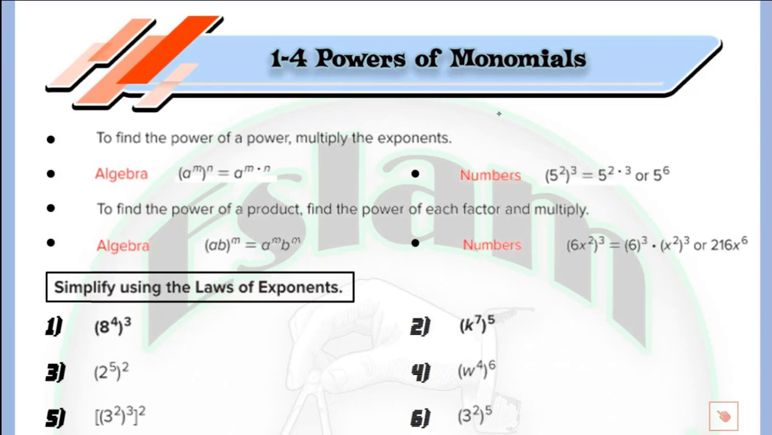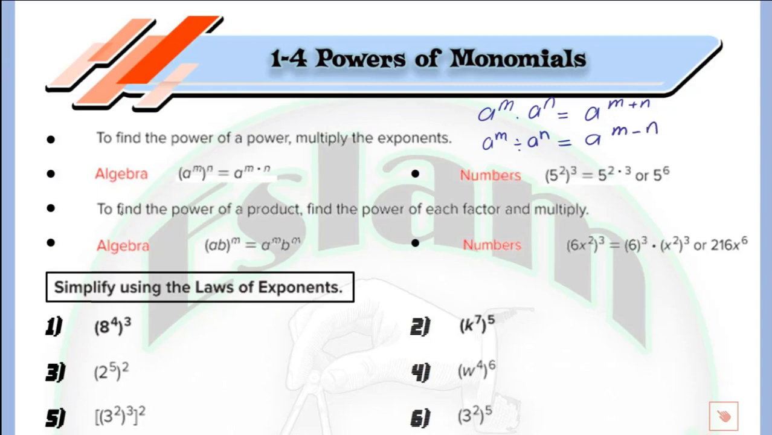In the previous lesson we talked about multiplying and dividing monomials. Suppose that we have a to the power m and we need to multiply it by a to the power n. Since they have the same base, we write the base without any change and we add the powers. But if we need to divide them, we subtract the powers. In the lesson of today we will talk about the power of a monomial.